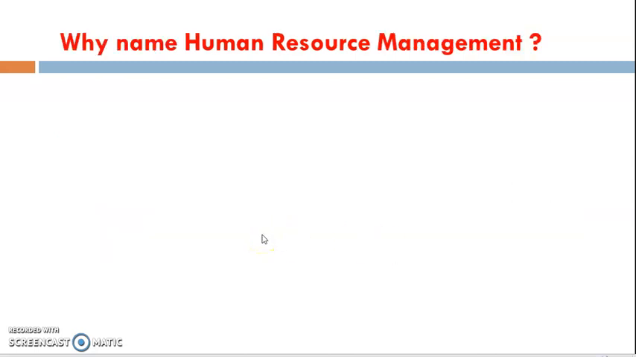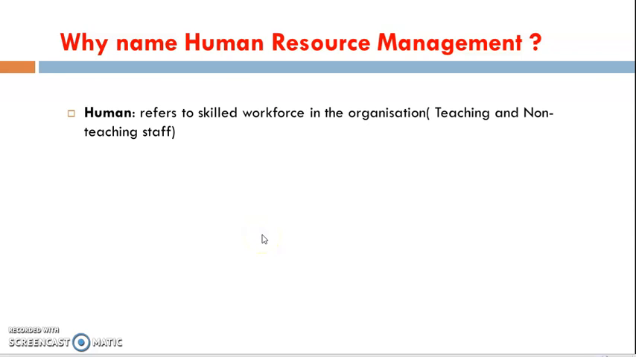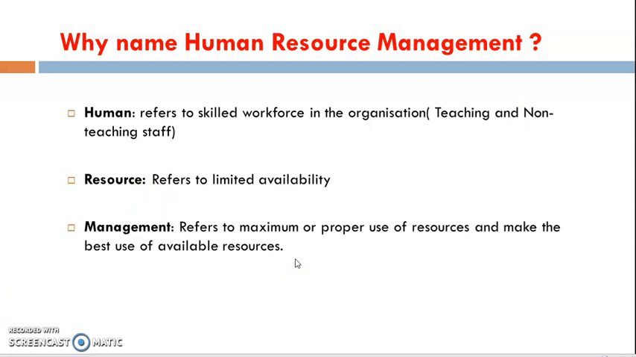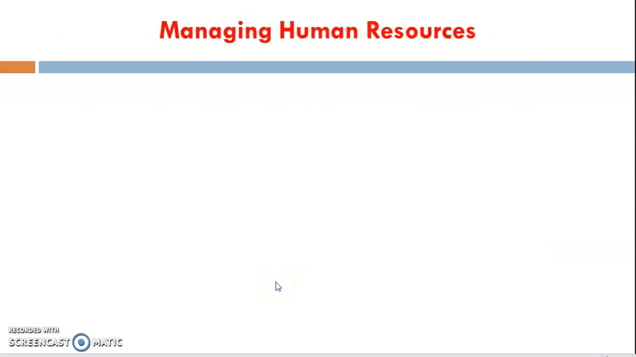Now, why name it human resource management? Human refers to the skilled workforce in the organization, which includes both teaching and non-teaching staff. Resource refers to limited availability, and management refers to proper use of resources and making the best use of available resources.